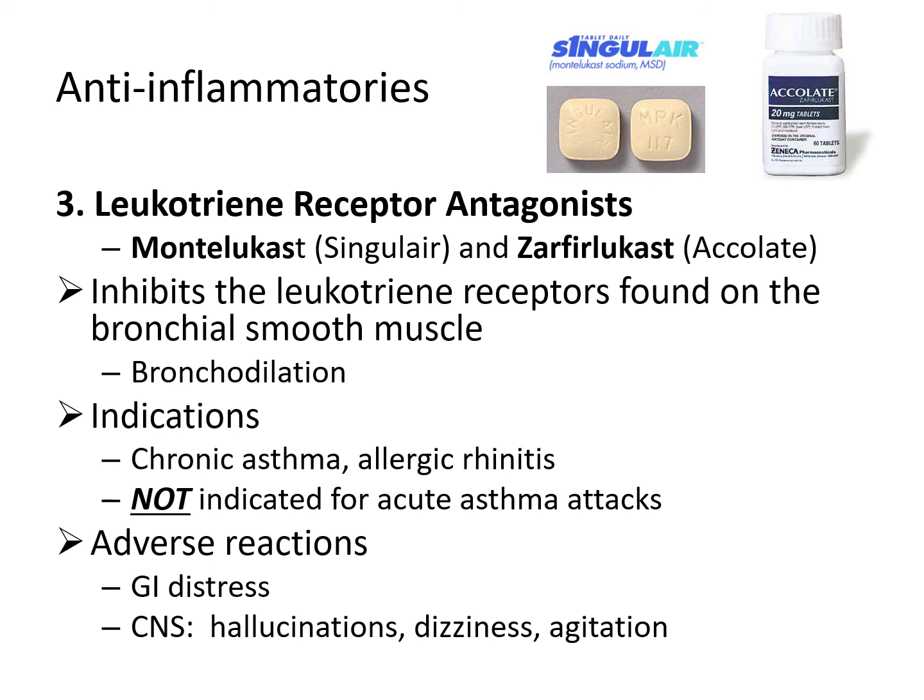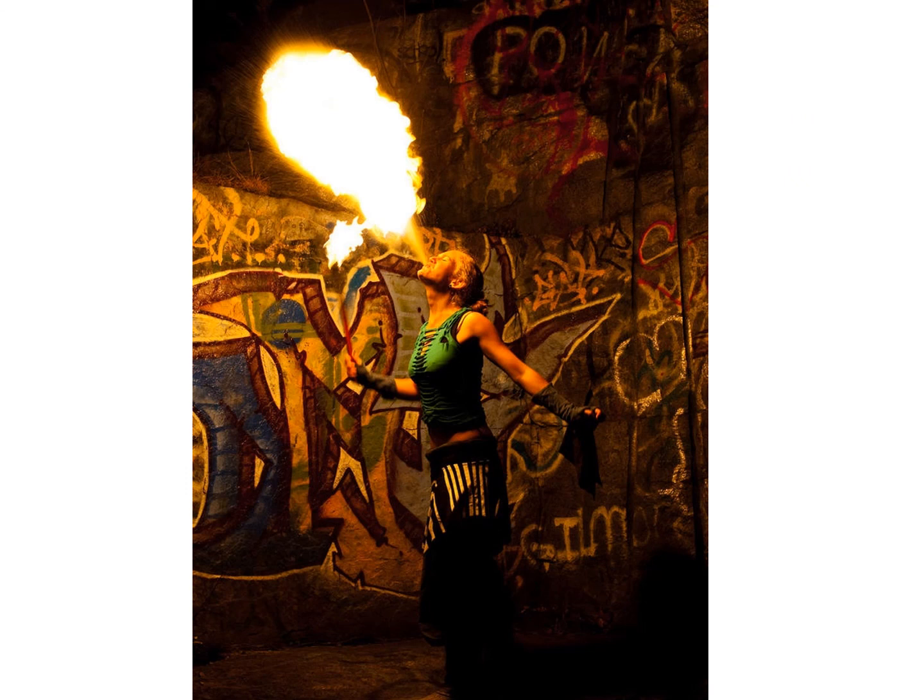So if patients are on these, typically they'll also be prescribed an inhaler for the acute attacks that could occur. There are some adverse reactions with these, so some patients complain of GI distress, and then there are some central nervous system side effects as well, so hallucinations, dizziness, agitation, those types of things could be involved when you're on these medications. So that is the summary of our respiratory diseases.